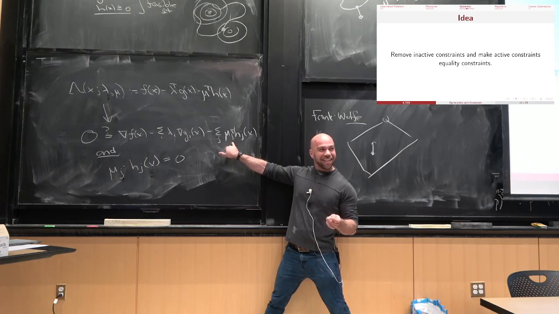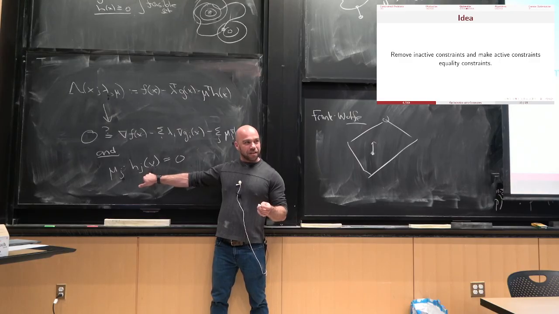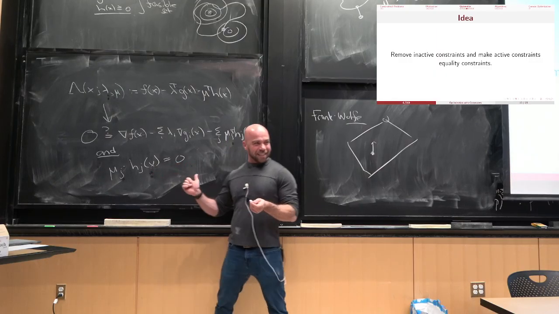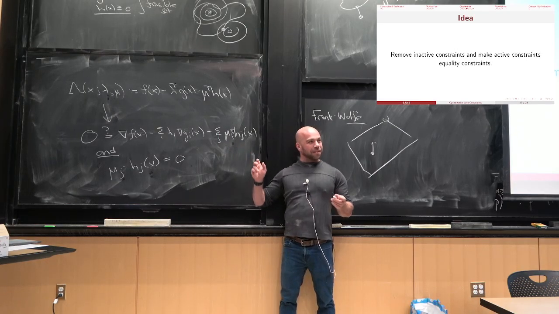Isn't that sneaky? Let's say that my constraint is active, then h_j is 0, and then this thing does nothing. And there's no constraint on mu. Isn't that cool? So this is basically just a sneaky way of removing inactive constraints from the Lagrange multiplier condition.